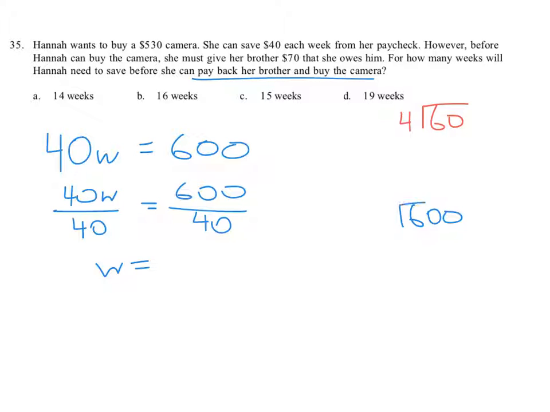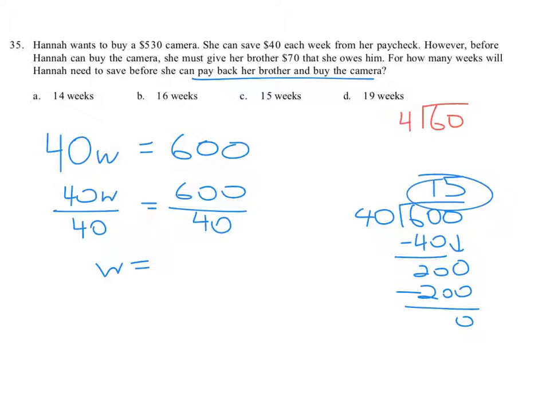600 divided by 40. 40 goes into 60 once. Bring down that 0. 40 goes into 200 5 times. 40 times 5 is 200. So that's W.